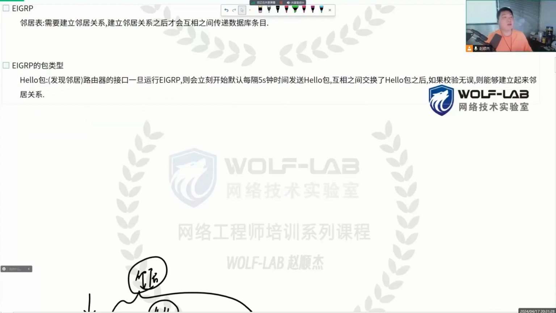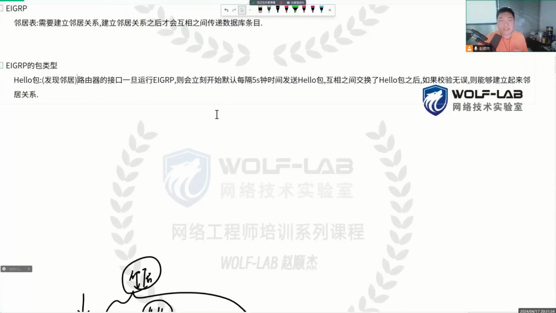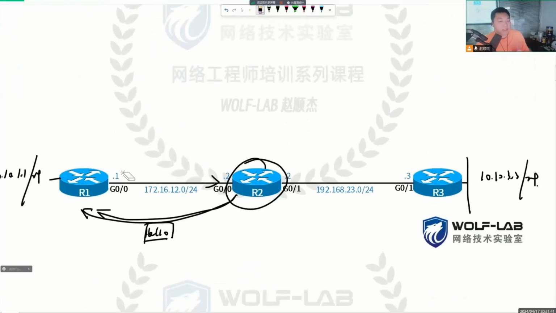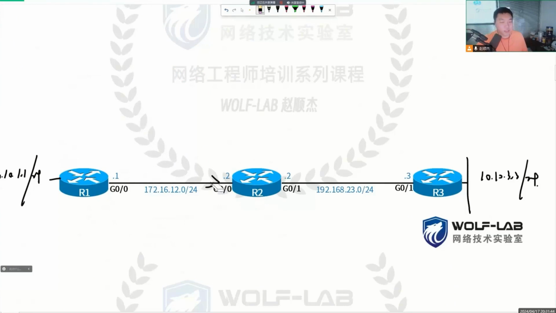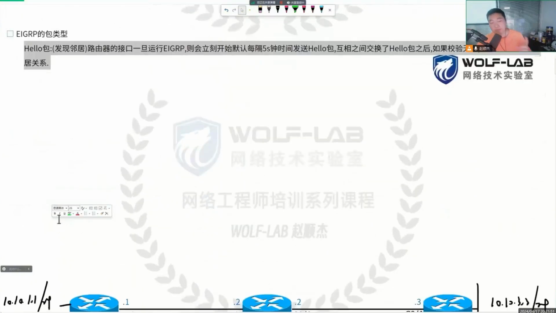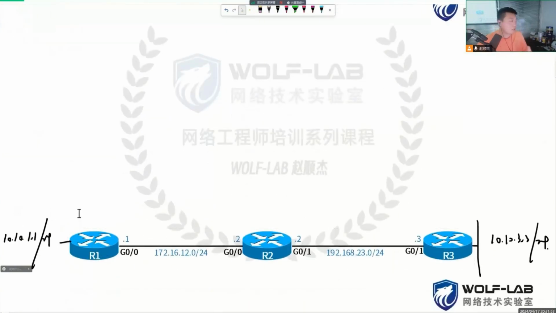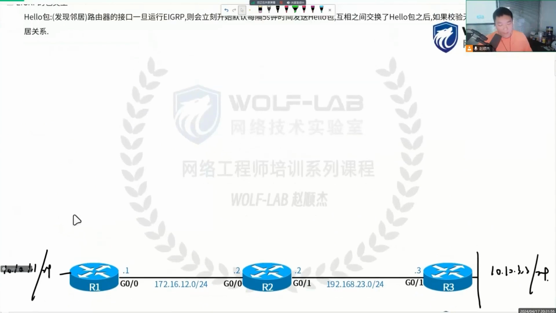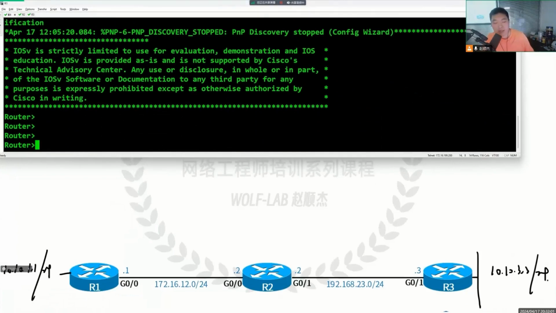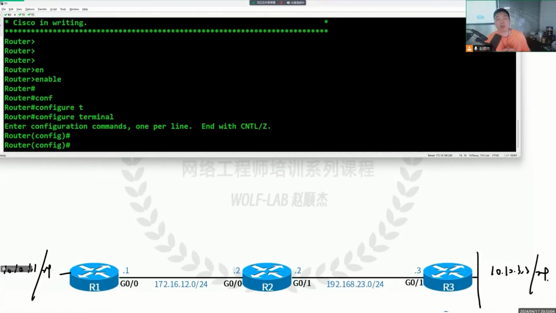On R1's interface 0/0, no shutdown to start it. The IP address is 172.16.12.1, with a 24-bit mask. Then interface loopback 0. We create a logical interface. The loopback interface is a virtual interface, used for testing and other virtual purposes. The IP address is 10.10.1.1. Configure the IP address.